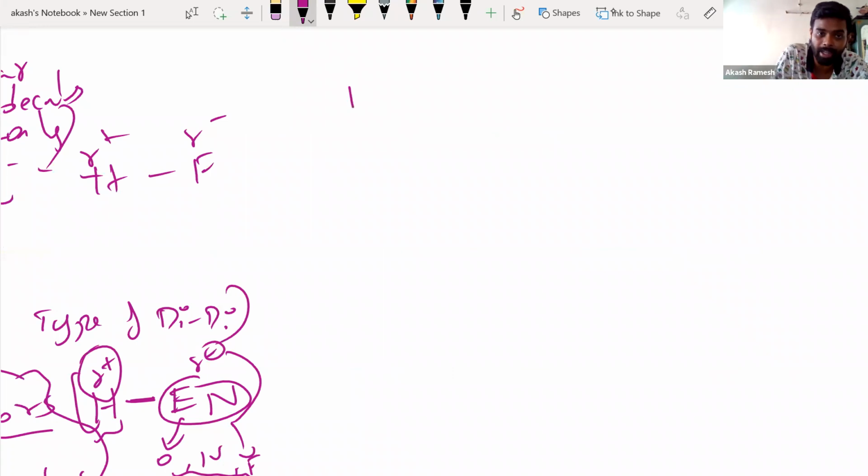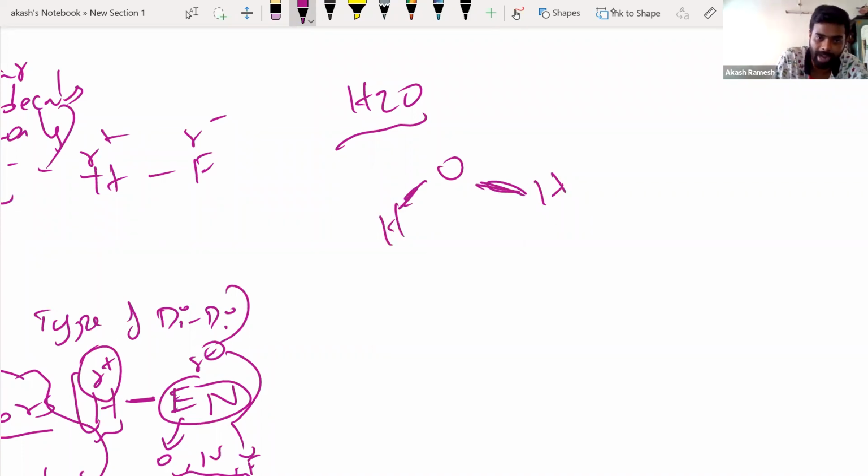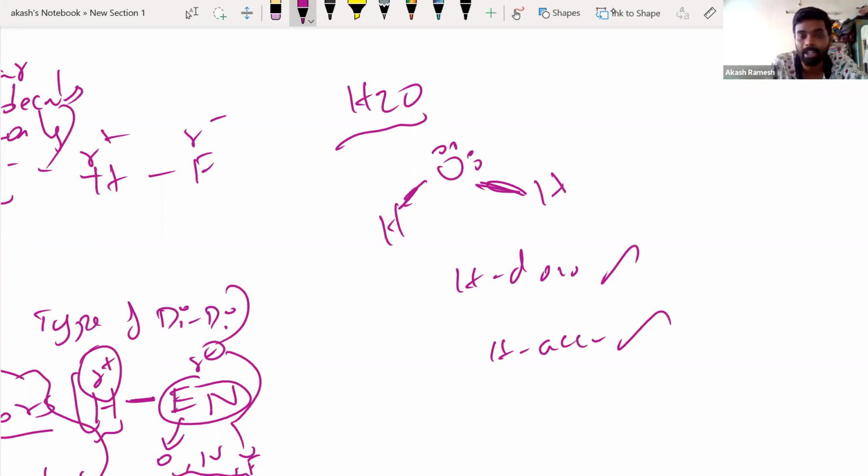Now the best example I can take is the example of water. Because I have an OH bond, basically a hydrogen donor, tick. And I know oxygen has a lone pair on it, so hydrogen acceptor, tick. So these kinds of molecules can act as both hydrogen donors as well as hydrogen acceptors. But say, let me take a molecule like this.